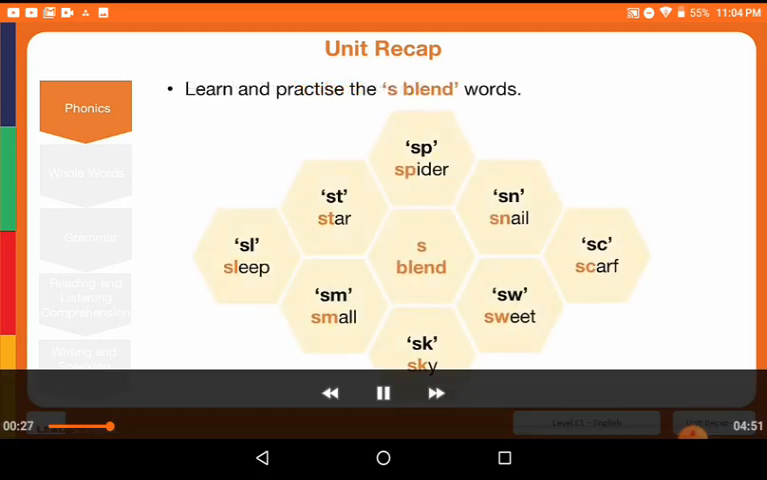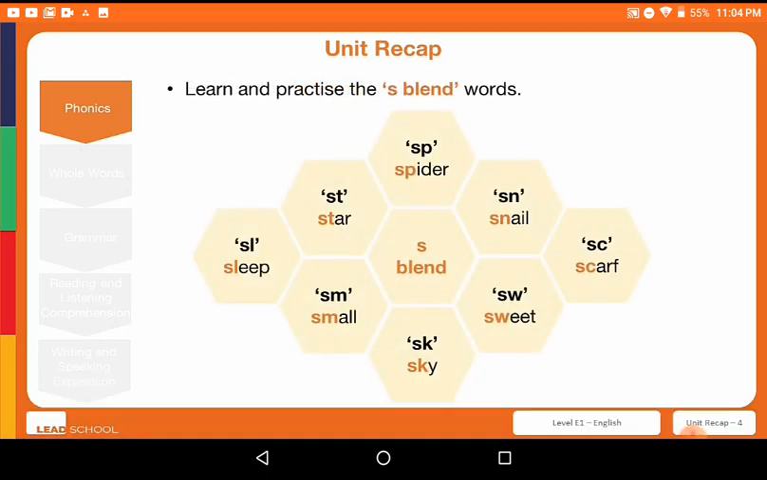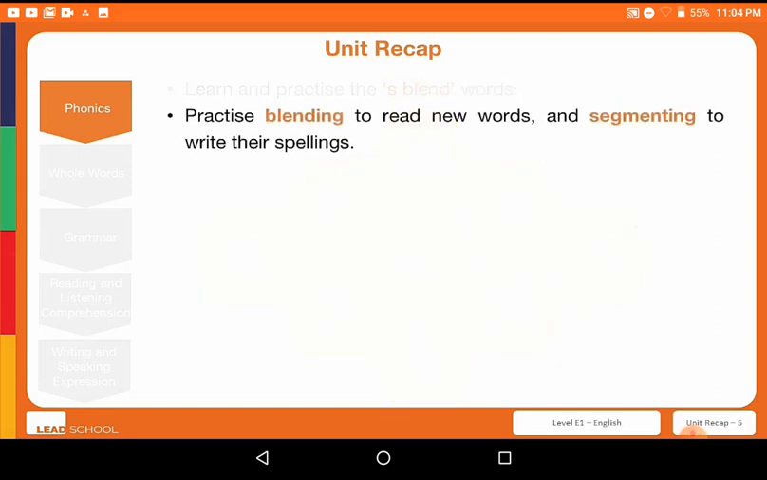Words starting with the S blend sounds. That is the S sound. Sleep, star, spider, snail, scarf, sweet, sky, small. To read these words, we used blending. Then we used segmenting to write new spellings.